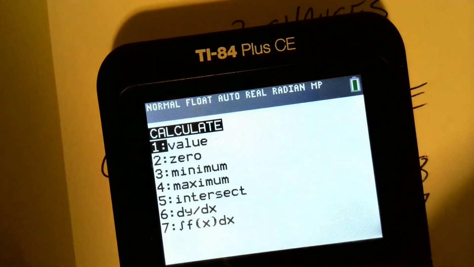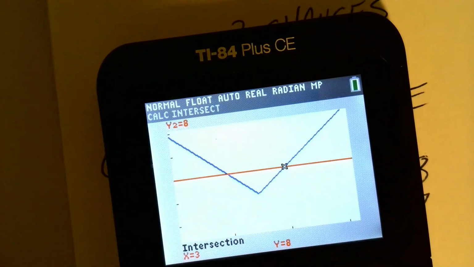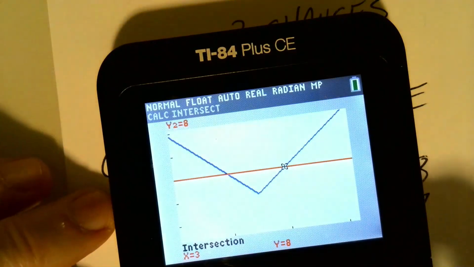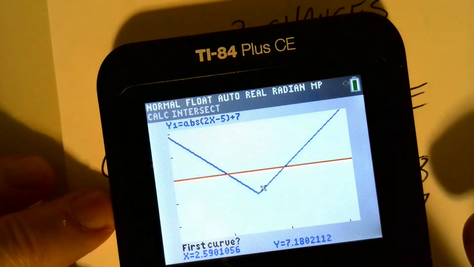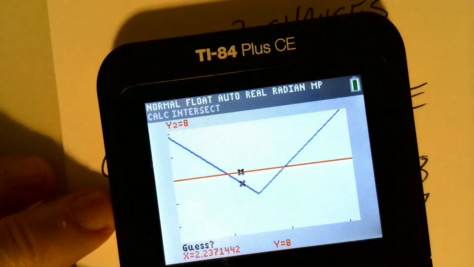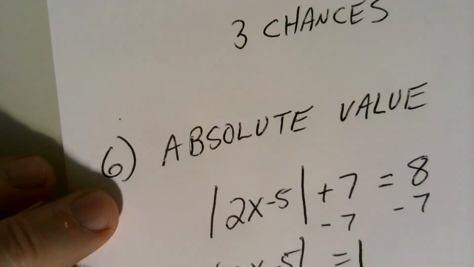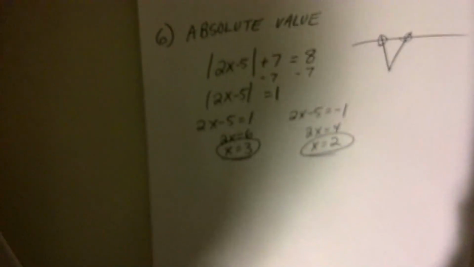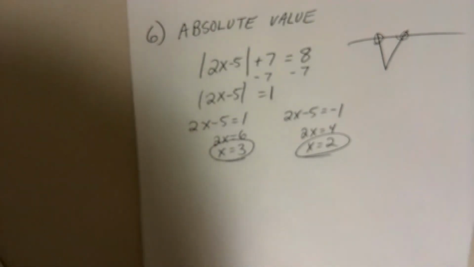Now I can do second trace, number 5 intersection, enter, enter, enter. And there's one of my solutions. You can see that. There's 3. Then second trace, number 5 intersection, moving my cursor over this way, just like this. Enter, enter, enter. And there's 2. And those are my two things that I got. Do it just like that. Awesome. So those are solving some absolute value equations, solving some of them graphically.